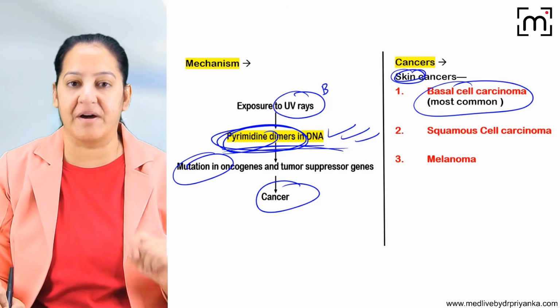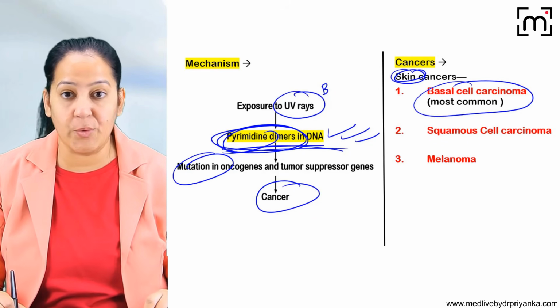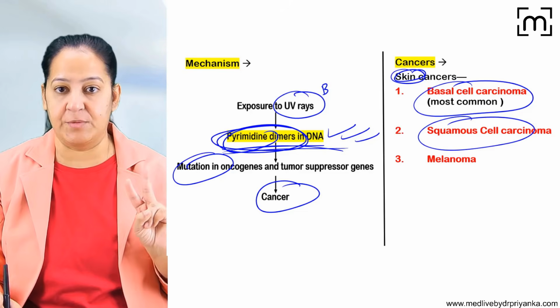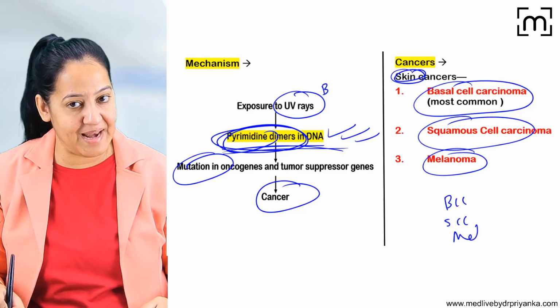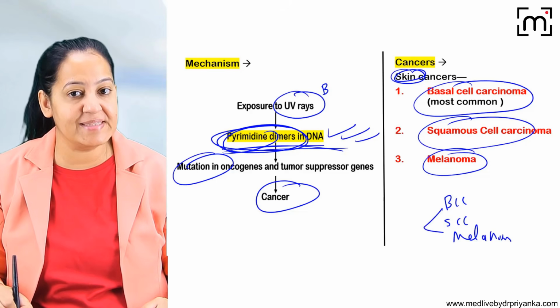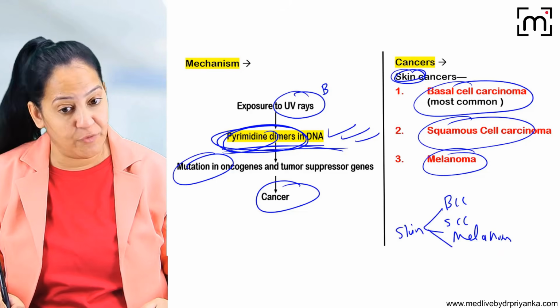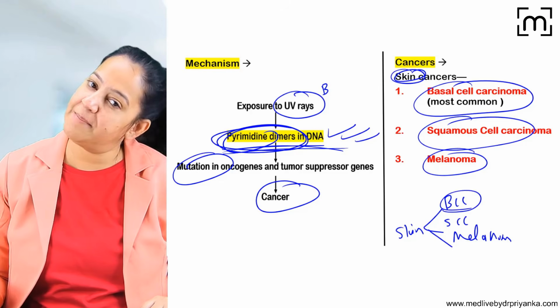Most commonly basal cell carcinoma of the skin, which is also known as rodent ulcer. The second is squamous cell carcinoma and the third is melanoma. So basal cell carcinoma, squamous cell carcinoma and melanoma. These are the three skin cancers that can be caused by UV light, UVB. Most common among them is basal cell carcinoma.